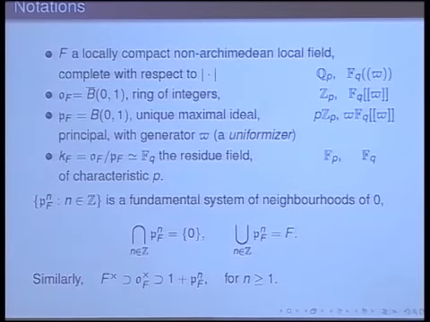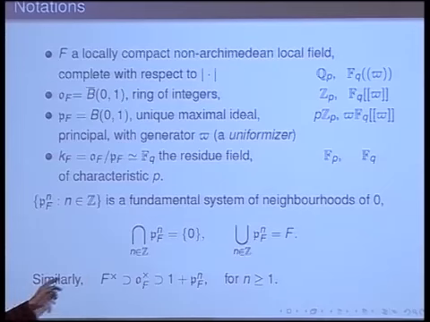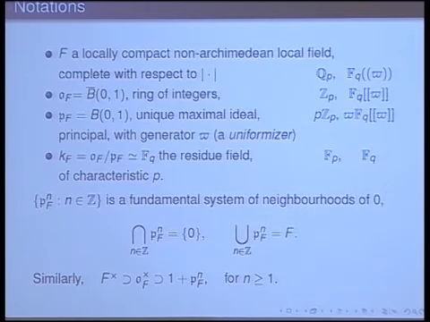So just something at the beginning about this. The powers of the uniformizer form a fundamental system of neighborhoods of 0 in F, which is somehow separated and exhaustive. So the intersection of all of them is 0, and the union is the whole of F.